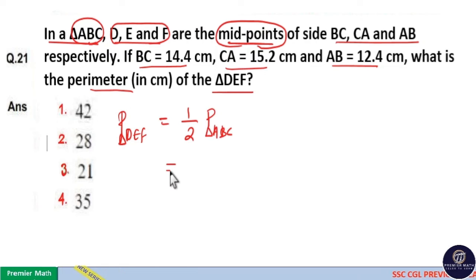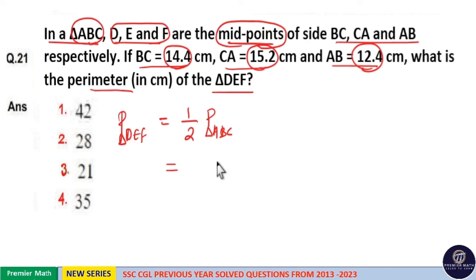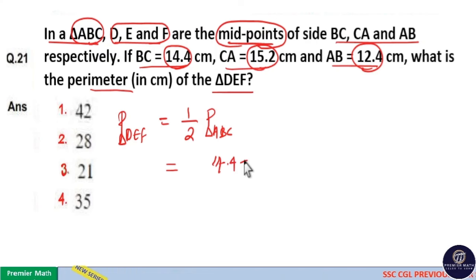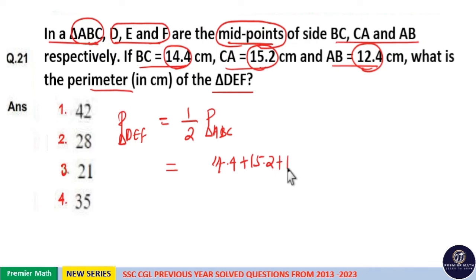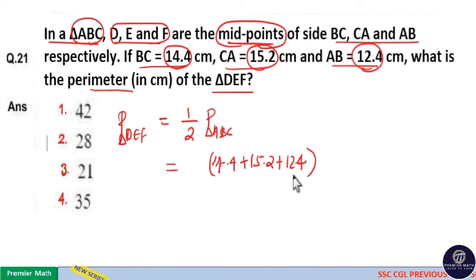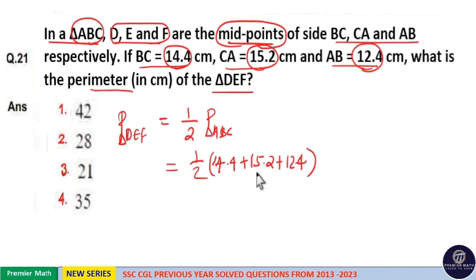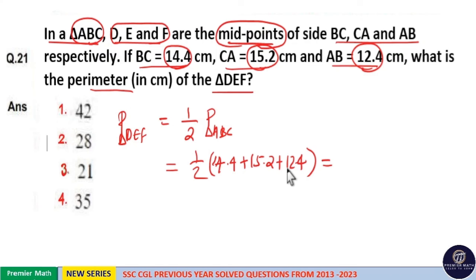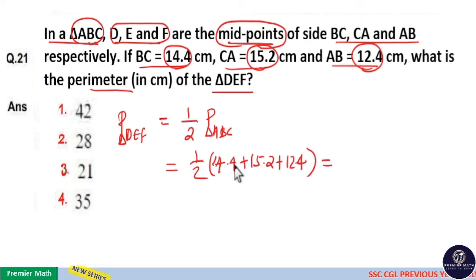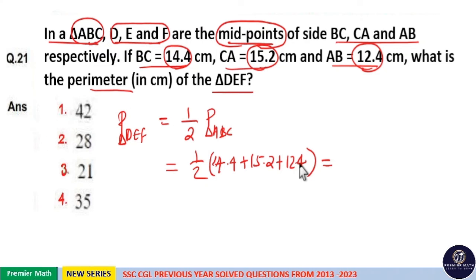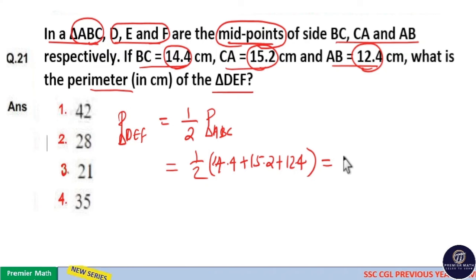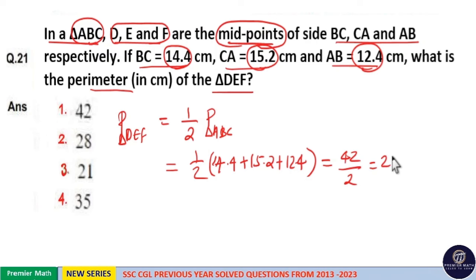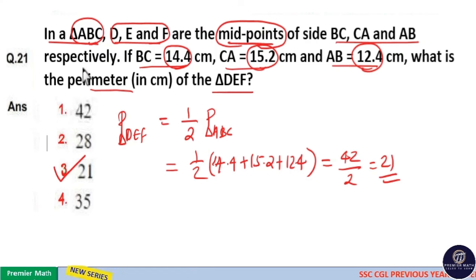So here the perimeter of ABC is equal to 14.4 plus 15.2 plus 12.4. Then take the half of it. This is equal to 14 plus 15 is 29, 29 plus 12 is 41, 41 plus 0.4 plus 0.4 plus 0.2 is 1, so 42. So 42 by 2 is equal to 21. So option 3 is your answer.